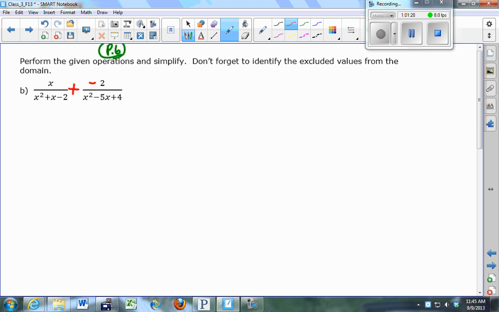Okay. So the first thing I have to do is I have to factor both denominators. So let's do that. So let's see. Someone want to help me with the first one, if I can factor it? First one.